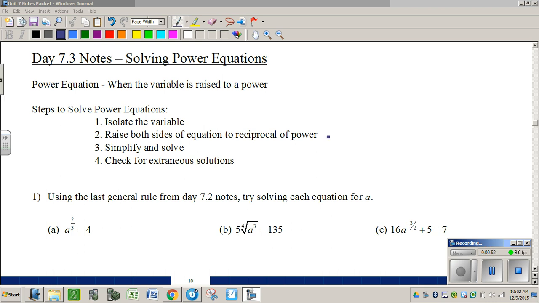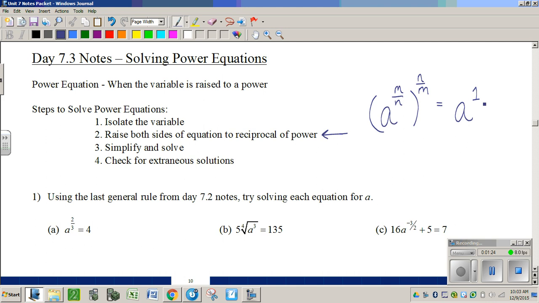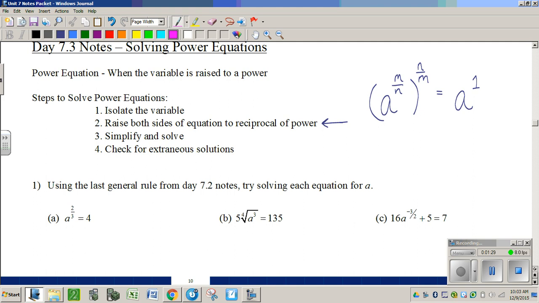Here's the big thing that you want to remember. When you are solving, the inverse operation that you're going to do is raise both sides of your equation to the reciprocal of the power. Let's review from last time. If I raise a to the m over n, and I raise that to its reciprocal, you guys remember what the value turned out to be? That's right, it turned out to be a to the first. So you can see why this rule becomes very helpful when you're solving power equations.